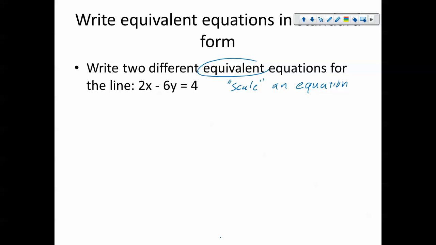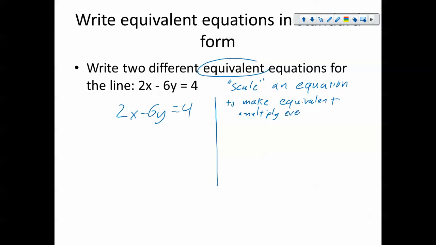So all we're going to do is take this equation, and to make an equivalent equation, we're going to multiply everything by a number. And it doesn't matter which number that we choose. So we're just going to multiply everything by a number. Any number, and every number that we choose to multiply by will create a different equivalent equation.